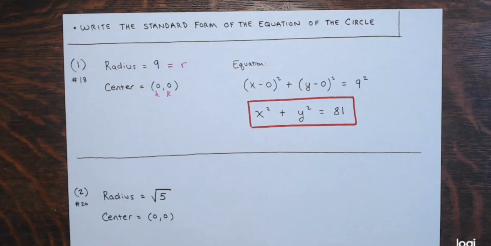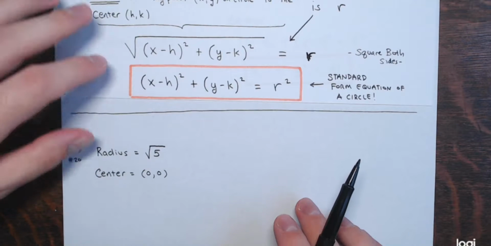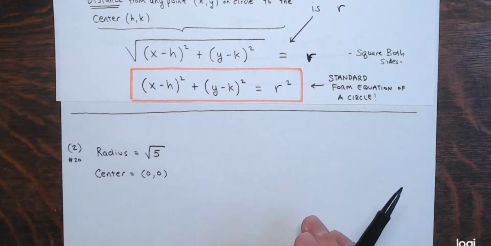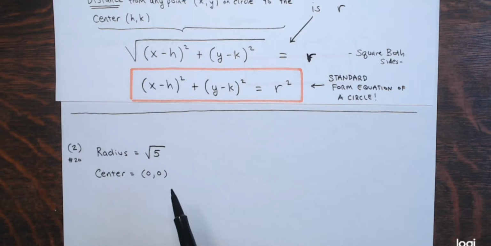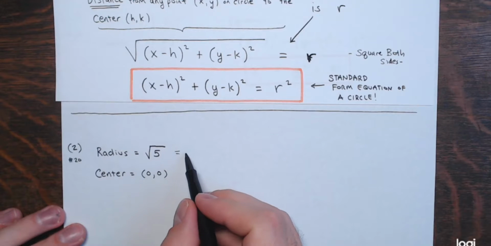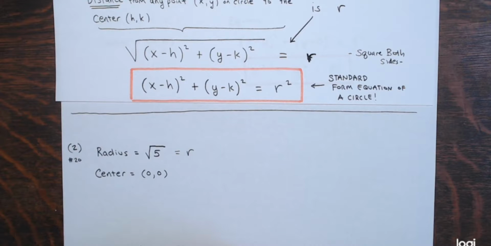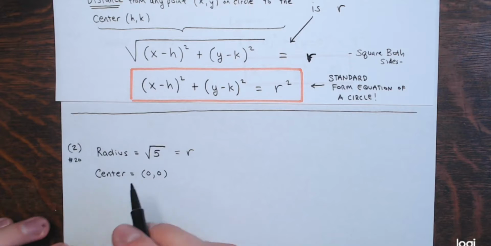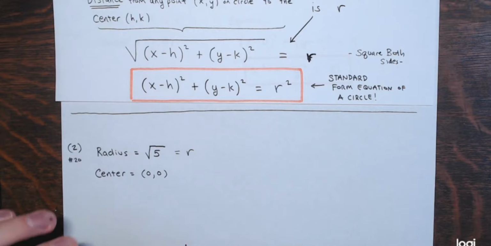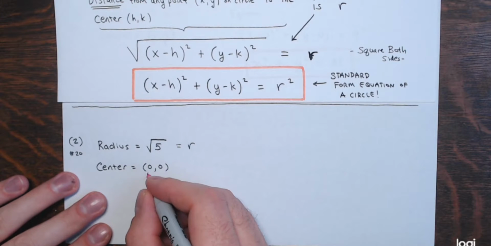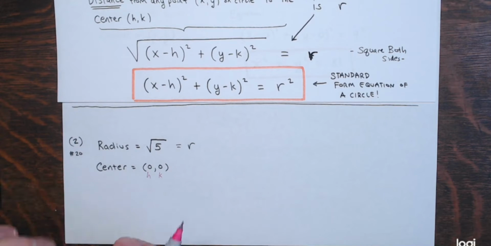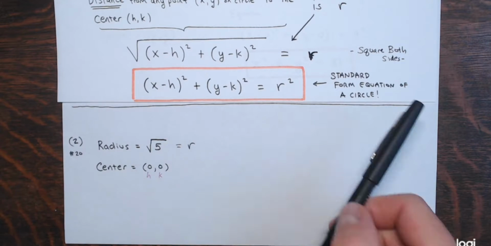Next question. Right, so again, here's the standard form equation up again. And once again, this is a pretty simple one. We're given the radius, so that's going to replace r, right? So the radius is the square root of 5. And (0, 0) is again the center. So h is 0, k is 0. And I just substitute those into my formula.